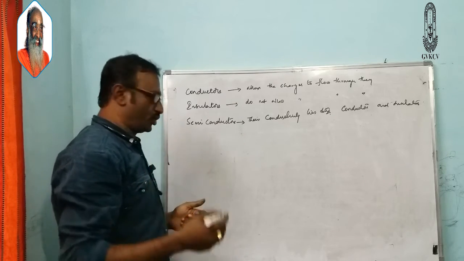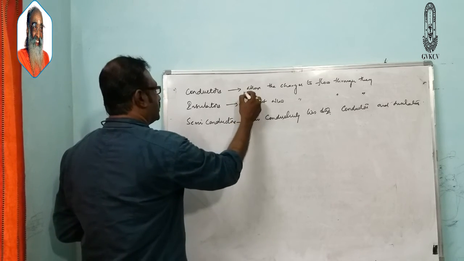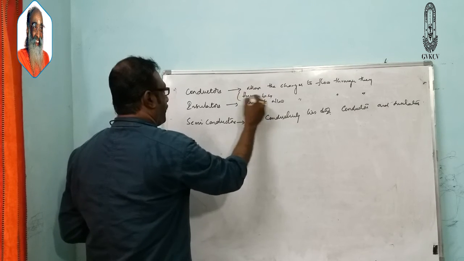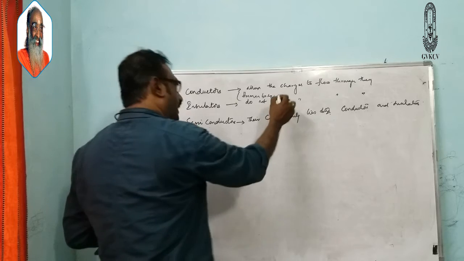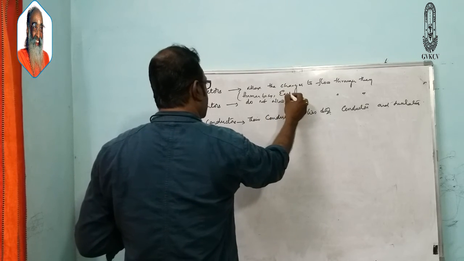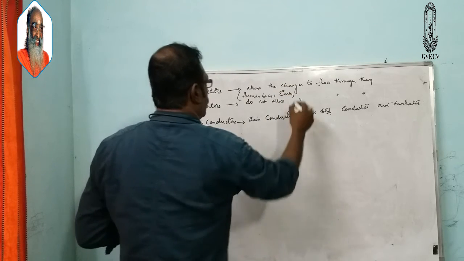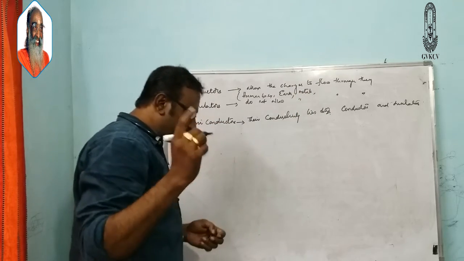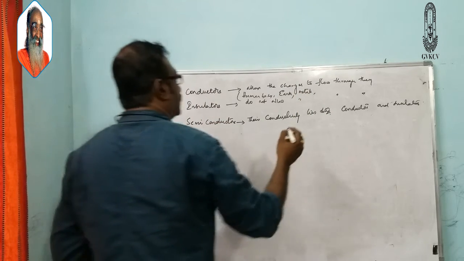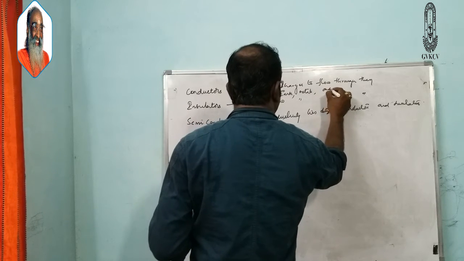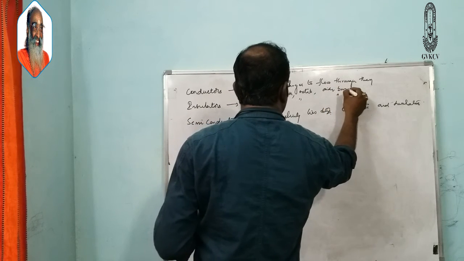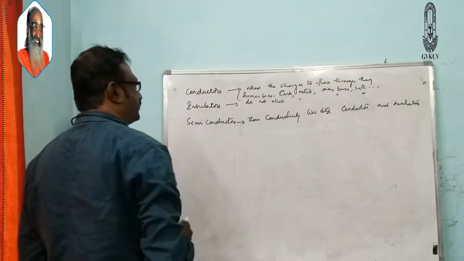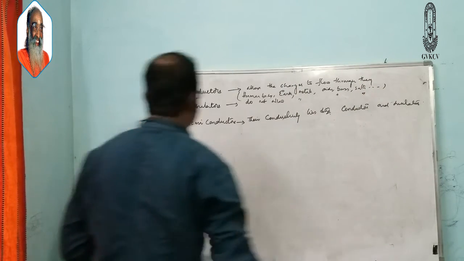Conductors: our human body is a good conductor, and earth is a good conductor. And you know all the metals are good conductors. And acids, bases, salts. So these are the examples for the conductors.